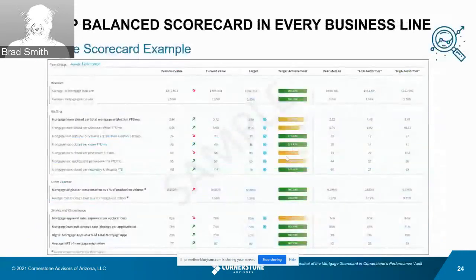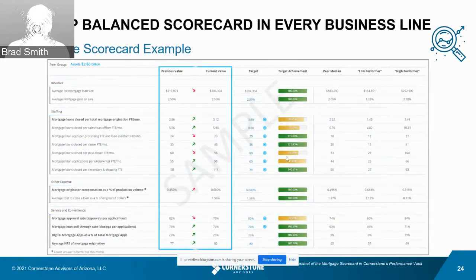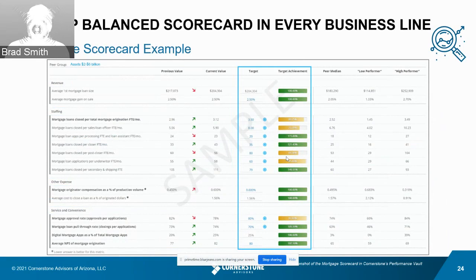So from this level, then you can go down a level. You'll have this in the slides. I know it's way too much to read here, but I just want to give you a feel for what a line of business scorecard might look like.